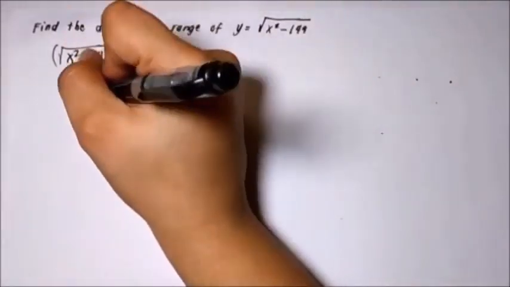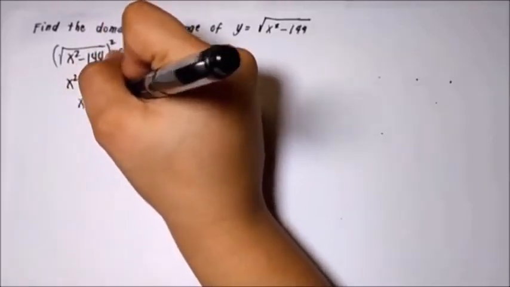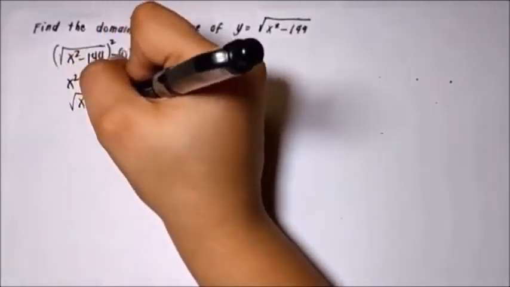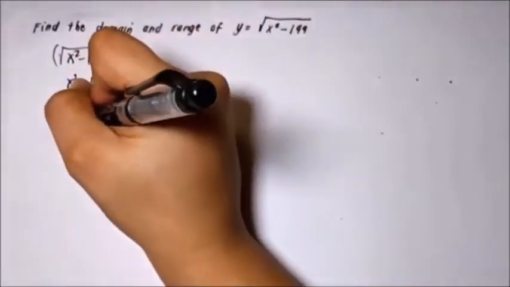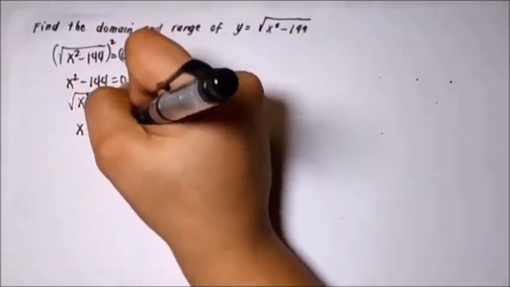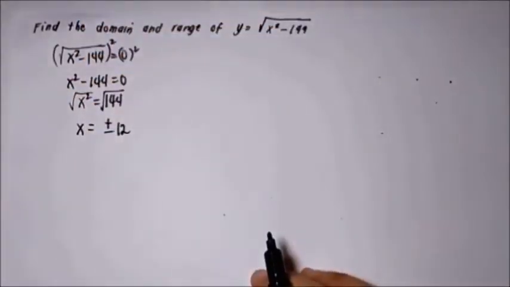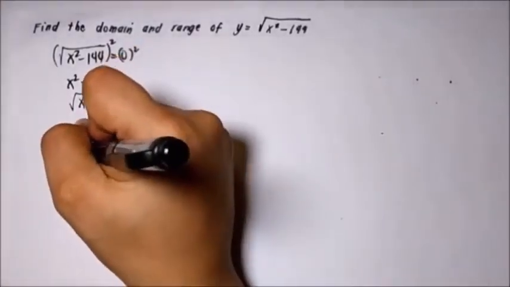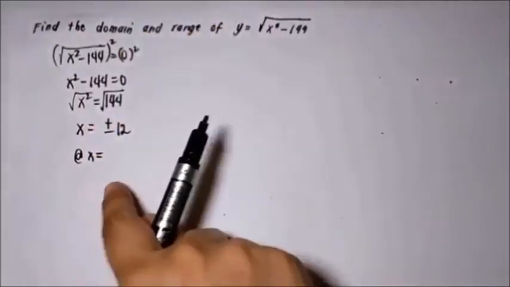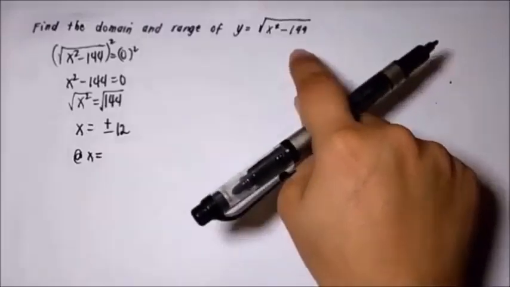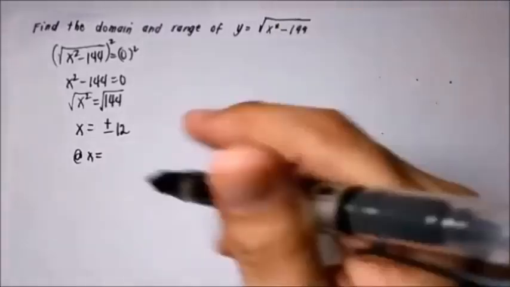So transpose negative 144, we have x squared equals 144. And then get the square root of both sides. So the values of x now would be positive and negative 12. So let's check if positive and negative 12 would lead to real numbers for the values of y.